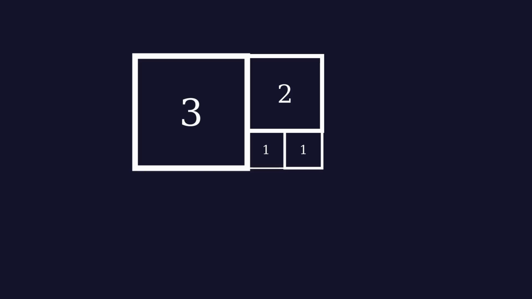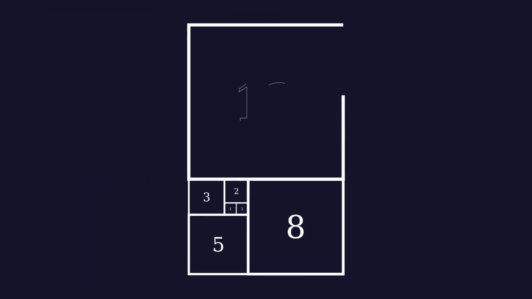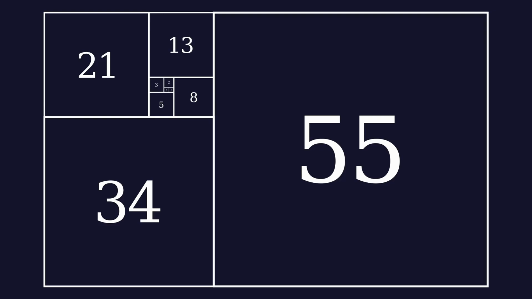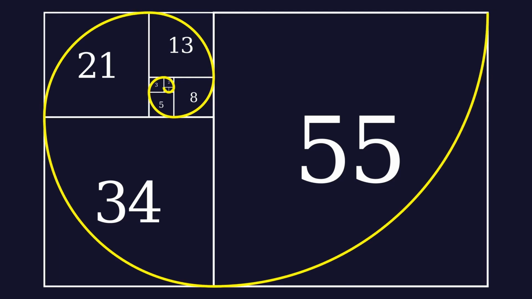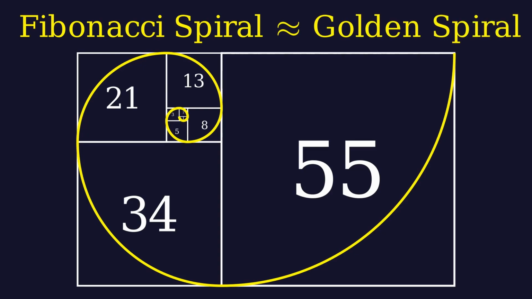If we let this pattern continue, the next square has a side length of 5, the next 8, and the next 13, and so on. We can see that the side lengths of the following squares are equal to the subsequent elements of the Fibonacci sequence. Now let's draw a circular arc connecting the opposite corners of every square. This spiral is called the Fibonacci spiral and is an approximation of the golden spiral. The golden spiral is a logarithmic spiral with a growth factor equal to the golden ratio.